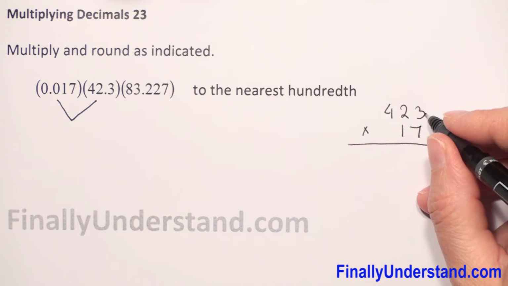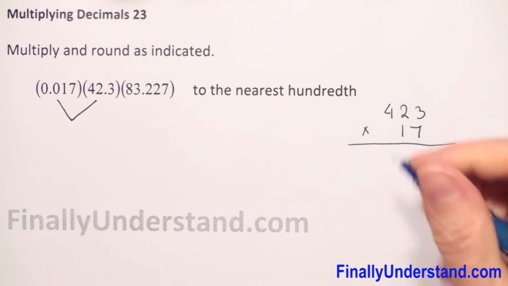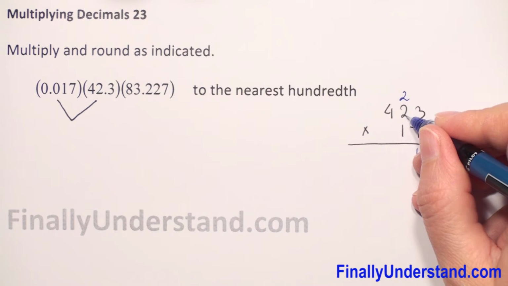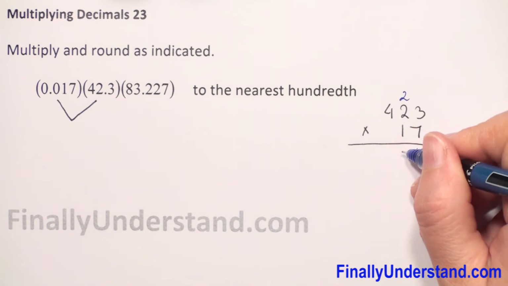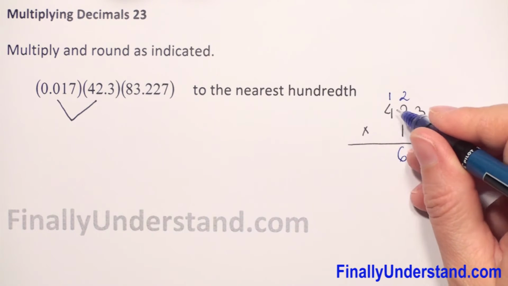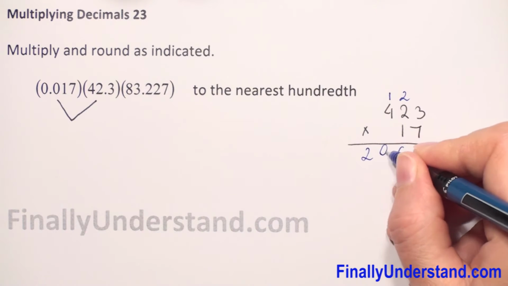So we have 7 times 3 is 21. So we have to write 1, and 2 will go to the next column. 7 times 2 is 14, plus 2 is 16, so we have 6, and 1 will go to the next column. 7 times 4 is 28, plus 1 is 29.